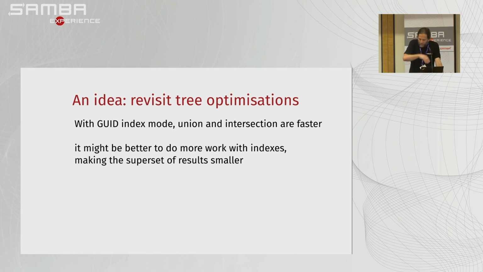And one thing I came to think is that maybe we should actually, because with GUID indexes and operations in the index are relatively fast compared to how they were before, we might be able to just do more work in the indexing layer and reduce that subset down tighter around the real values, and it might be worthwhile. So I haven't tried it properly, but maybe I will.